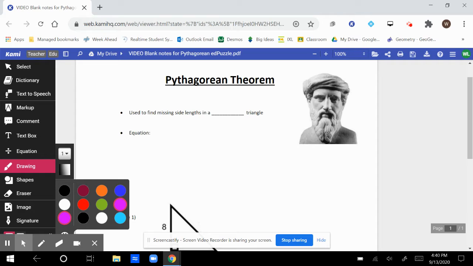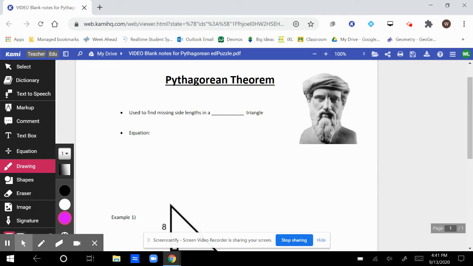Okay, so first off, we got a picture here to the right. That's my boy, Pythagoras. He's the one who this theorem is named after. Pythagoras is the one who discovered this theorem. It doesn't mean he just made it up. Pythagoras studied triangles and saw some patterns that kept happening, and so he's the one who gets credit for figuring out this theorem.